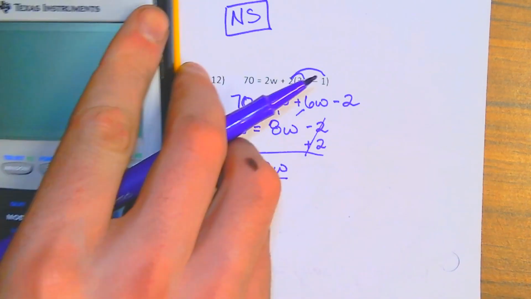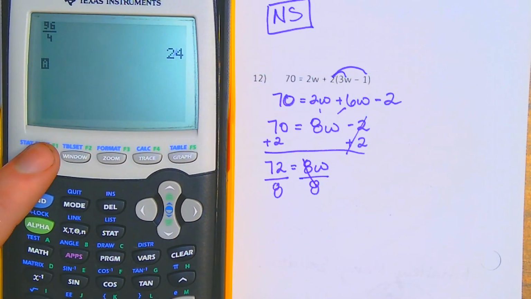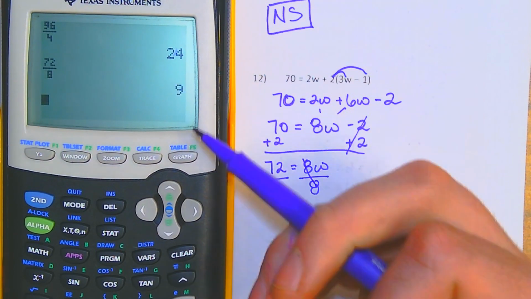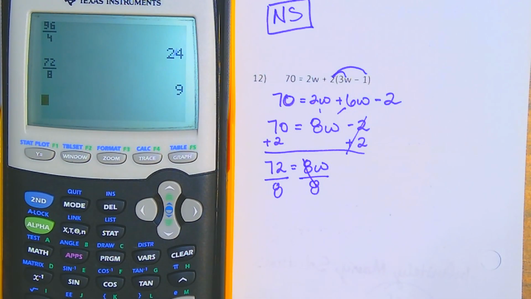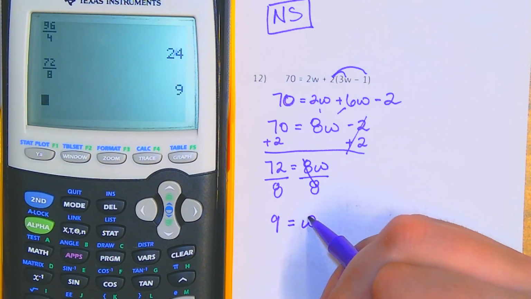I might bring out back the calculator just so we can see if this works again. Go alpha, y equals, numerator, denominator, 72 and 8. Press enter, and I get a 9. Okay? So from there, all I know is that this is going to be 9, and this is W.